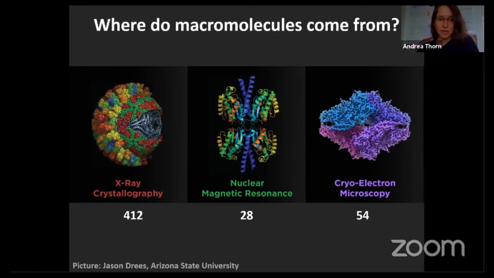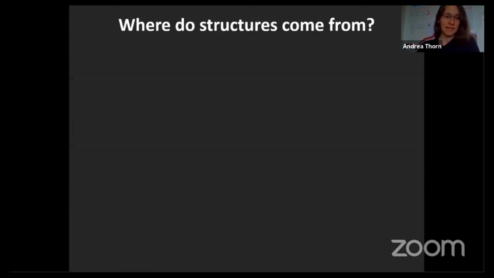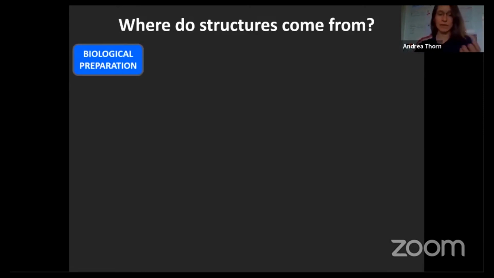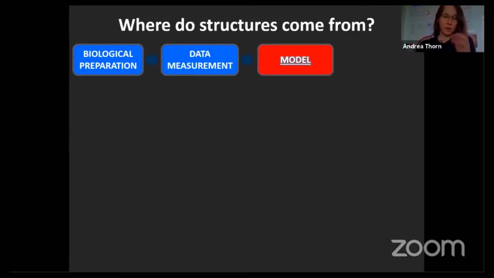In this case, the structures of SARS-CoV and SARS-CoV-2, which are very similar. SARS-CoV-2 is the current Covid-19 causing virus. But there's a problem with this, and that is our workflow. So first we biologically prepare the protein or the macromolecule and purify it. Then no matter what's the method, NMR, cryo-EM, crystallography, we do a data measurement. And then this data measurement is interpreted with a structural model in the computer.